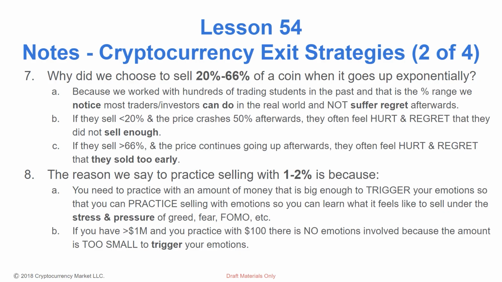The reason we say to practice selling with 1 to 2% is because you need to practice with an amount of money that is big enough to trigger your emotions, guys, so that you can practice selling with emotions, so you can learn what it feels like to sell under the stress and pressure of greed, fear, FOMO, and all that stuff. If you have greater than $1 million and you practice with $100, there's no emotions involved because the amount is too small to trigger your emotions.